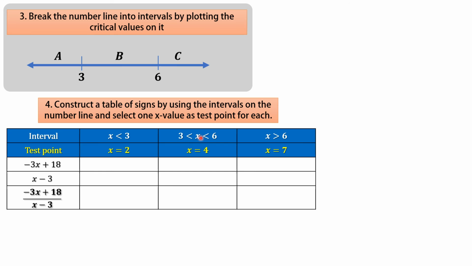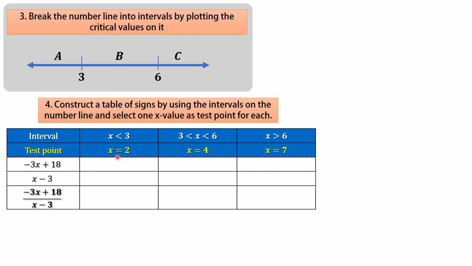It can be read as x is greater than 3 but less than 6. On point C, the interval must be x is greater than 6 because point C is after the number 6. And then we select the test point or value for points A, B, and C.